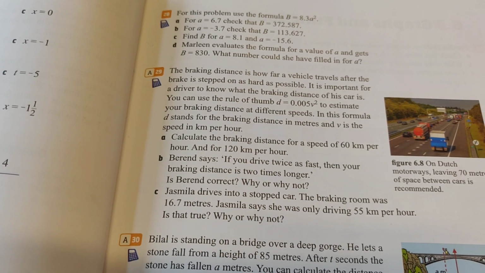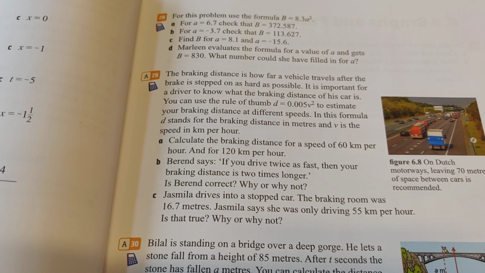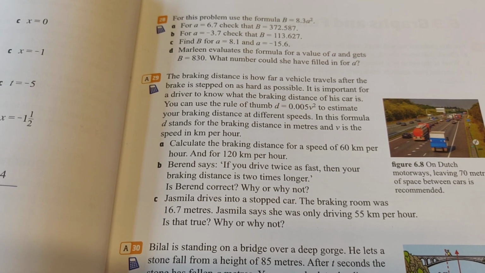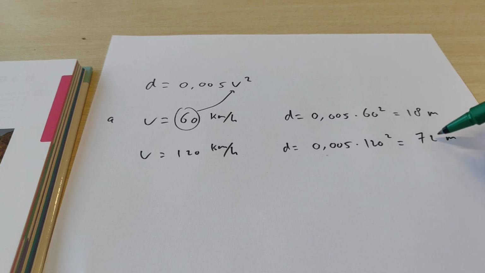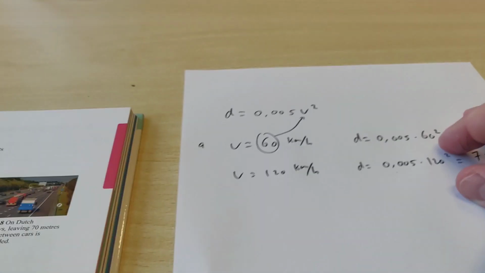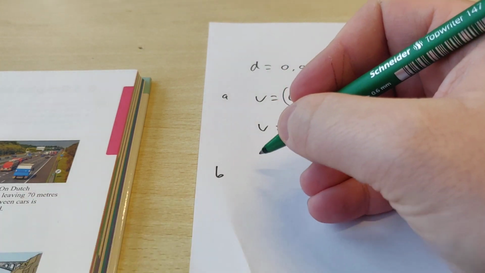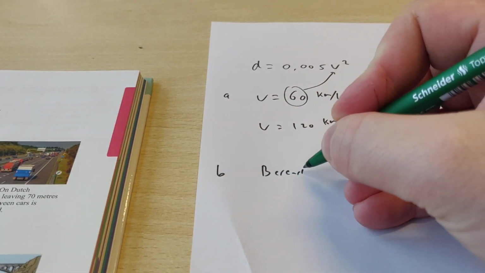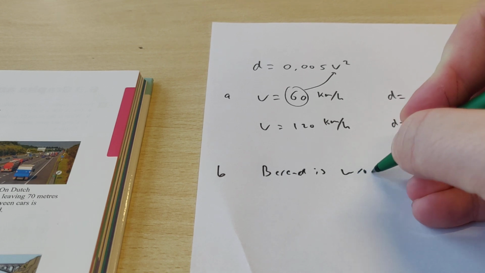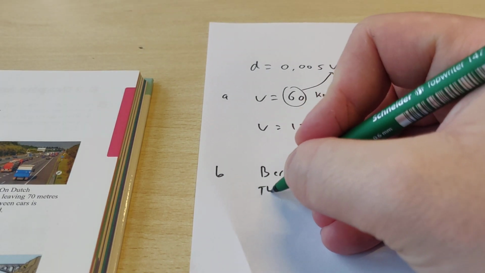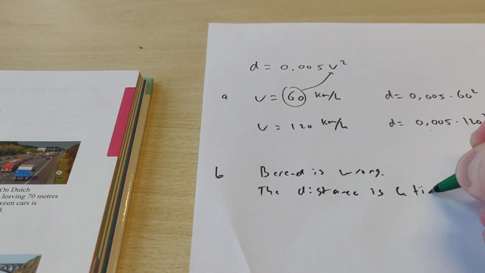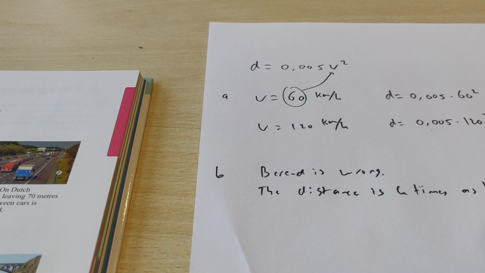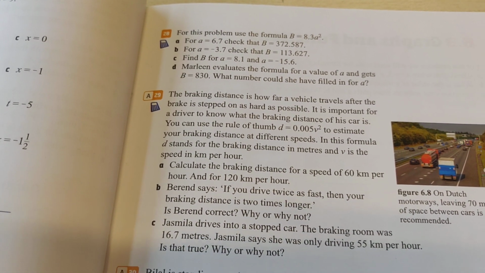It says that Berend makes a statement. He says, if you drive twice as fast, then your braking distance is 2 times longer. Is he correct? Why or why not? Well, he is not correct, because you see the braking distance is actually 4 times as big. So Berend is wrong. The distance is 4 times as big, instead of 2 times as big, because he says only twice as big. Well, he's wrong about that.